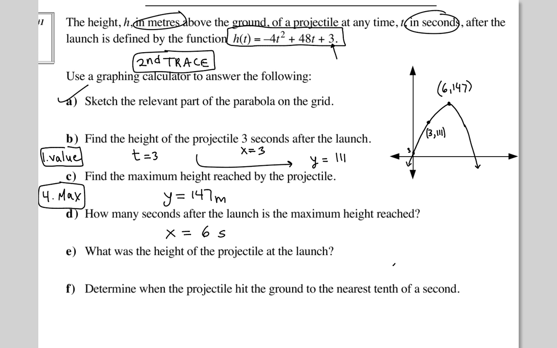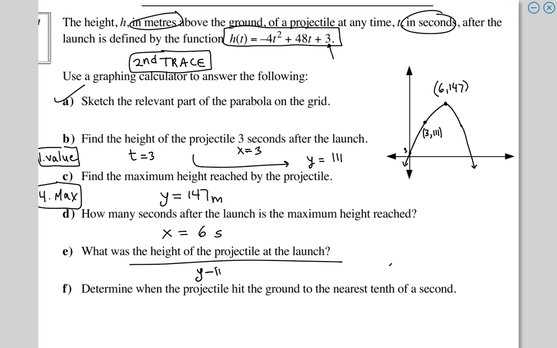The height of the projectile at the launch, this is always asked. Always. So be prepared for this one. It's just asking for the y-intercept. So you know that that's the constant. And if you're having a major brain issue and that day you don't remember that, then you can always use number 1 value and then just use x equals 0.